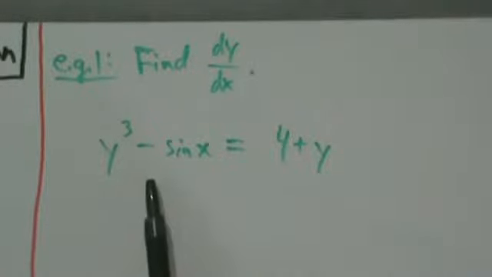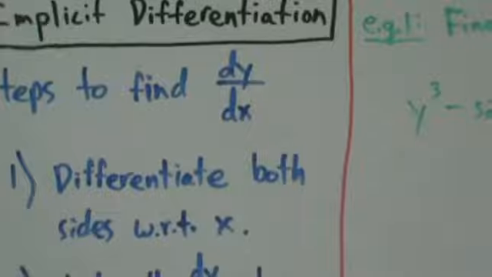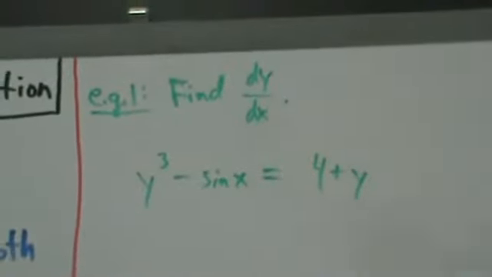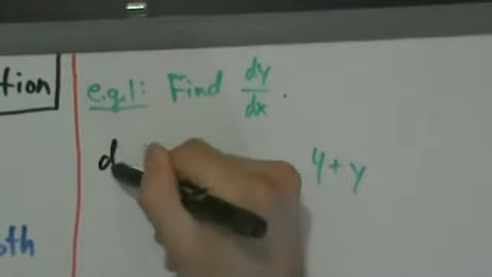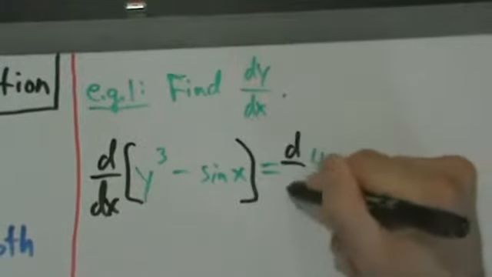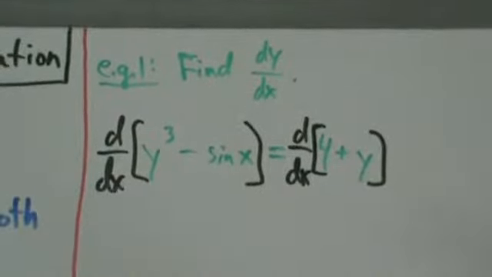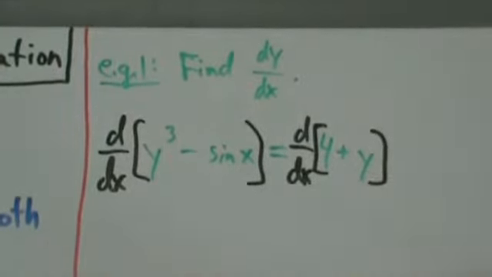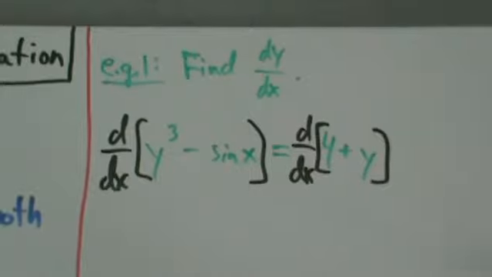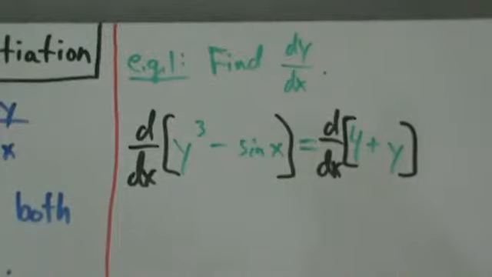So we saw this one in the last video: y cubed minus sine of x equals 4 plus y. We want to find dy dx. So step 1 is differentiate both sides with respect to x. Here we're going to say d dx of the left side equals d dx of the right side. Some people like to put d dx of the whole equation. That's technically not really correct, but people will know what you mean. If you want to do that in your own work, just make sure it's okay with your instructor. But anyway, differentiate both sides with respect to x.